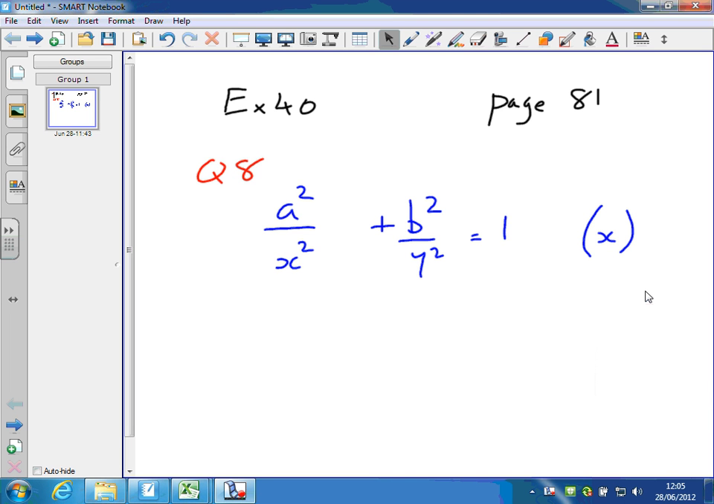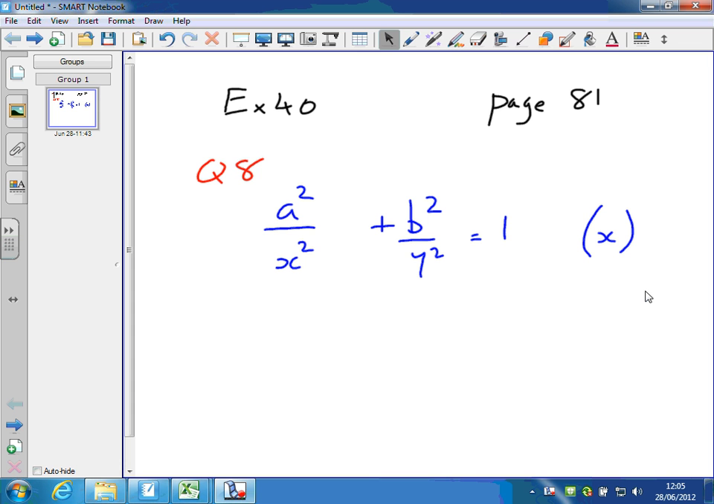Exercise 40, question number 8. Rearrange this function, a squared over x squared plus b squared over y squared equals 1, for x. I'll run through this solution. There's a couple of ways you can do it, so we'll look at both ways.